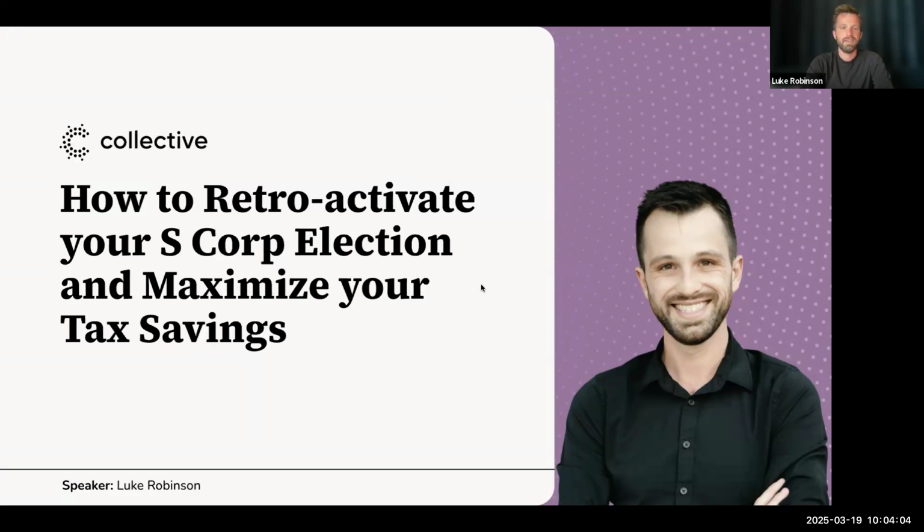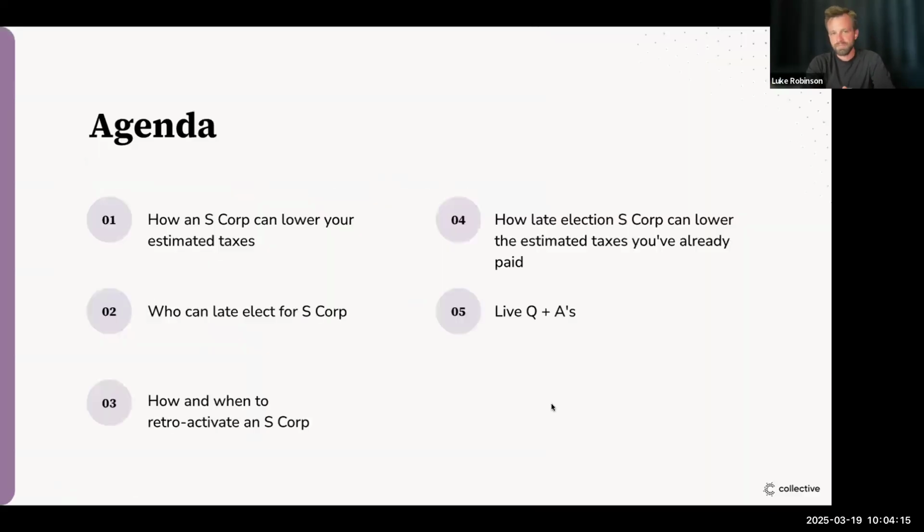And let's talk S Corp. Let's talk Collective. Let's talk tax savings and ways you can optimize your business. Here's our agenda. One, we're going to talk about how an S Corp can lower your taxes, lower your estimated taxes, of course. Two, who can late elect for an S Corp election?